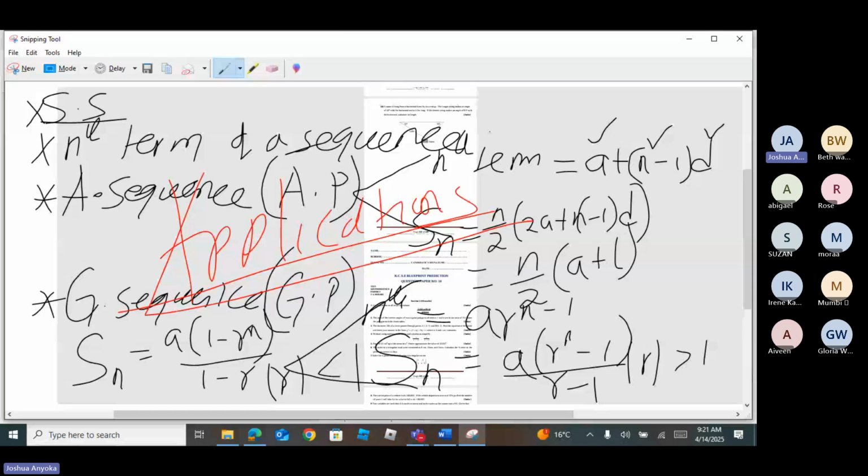So we have only 5 aspects. The first one is the nth term. The second one is AP: how do you find the nth term and the sum of n terms in arithmetic progression? The third one is geometric sequence: how do you find the nth term and the sum of n terms in a geometric sequence? Once you grasp those ideas, then you can move to addressing a question. Any concern there? Anything you want to seek clarity on?